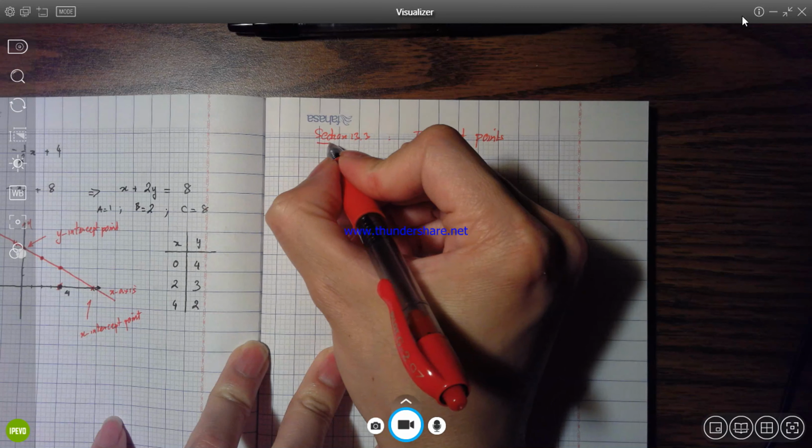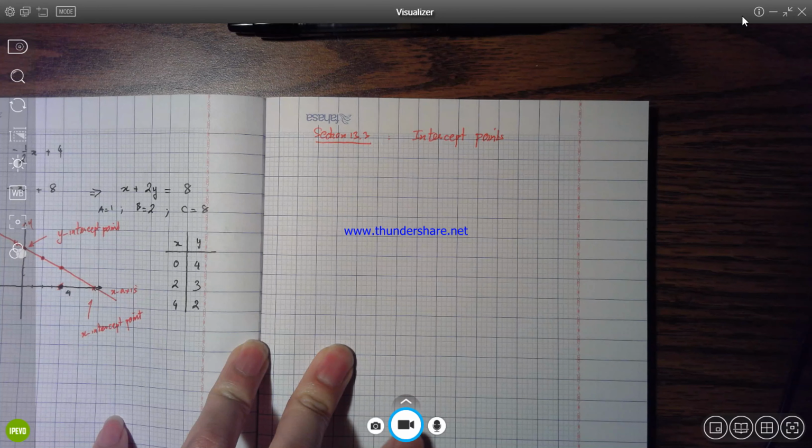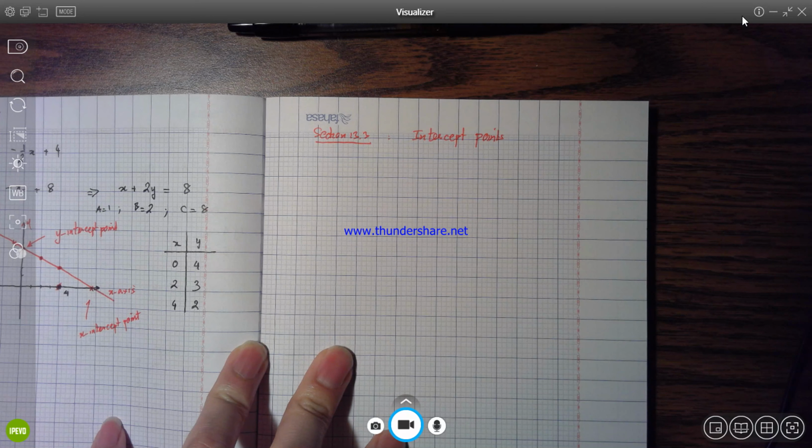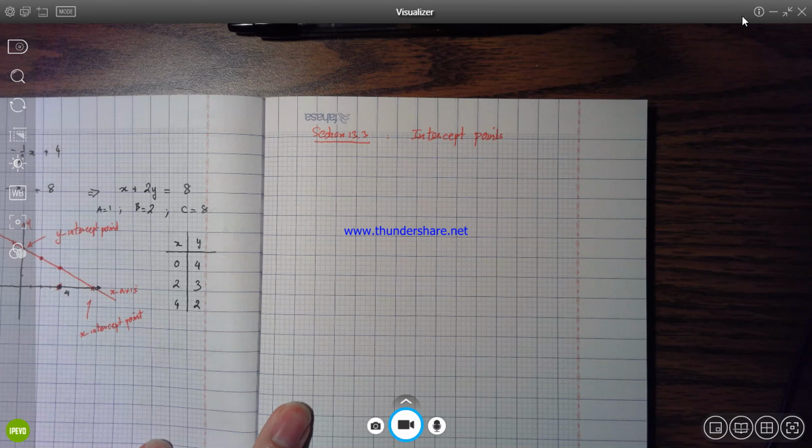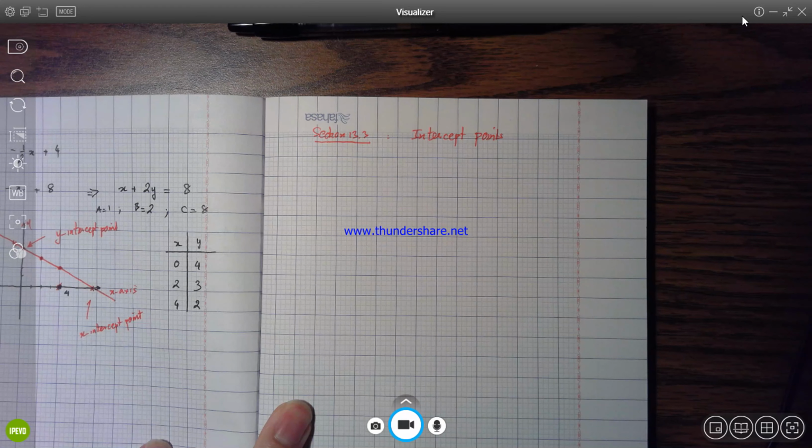So it depends on the graph. Sometimes the graph will intersect the x-axis. Sometimes the graph will be intersecting the y-axis. Sometimes it's intersecting both the x and y-axis. If it intersects the x-axis, we call the point the x-intercept point, and if it intersects the y-axis, we call that the y-intercept point. And because this is a point, every time we write a point, we have to put it in ordered pair form.